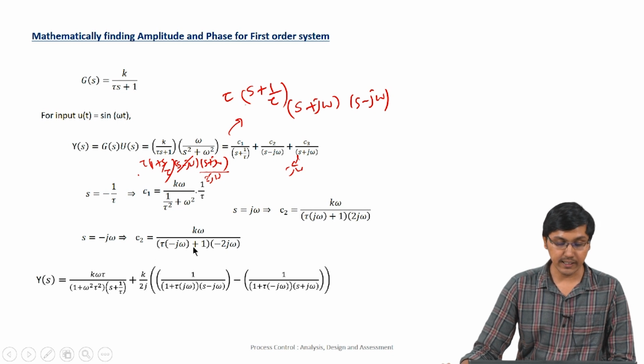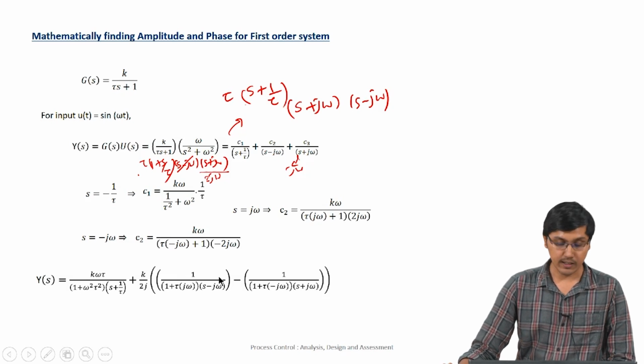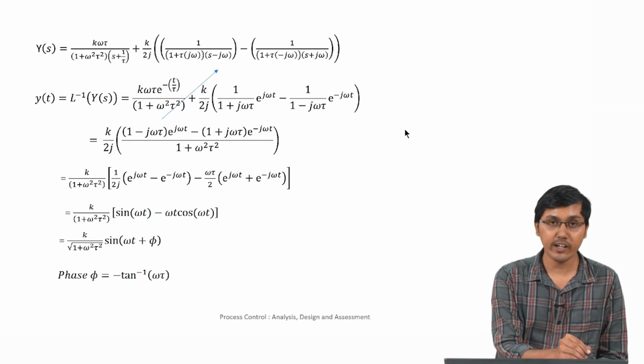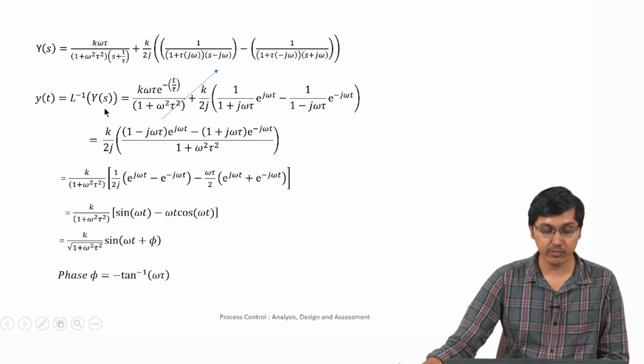Similarly, for C3 we can substitute s equal to minus j omega, and then we get its value. So Y of s, if we do the algebraic manipulation, we will end up with this particular equation, substituting the values of C1, C2 and C3. So now we take y of t as the inverse Laplace transform of Y of s.